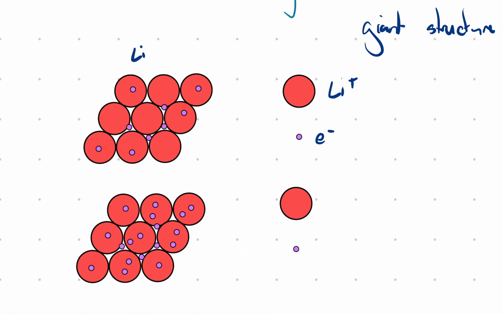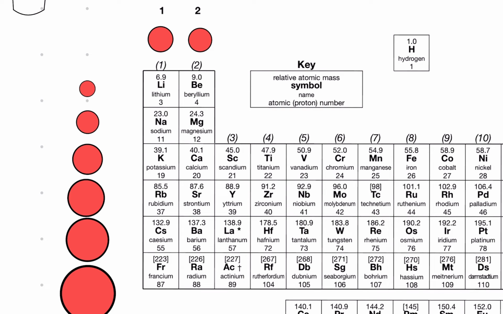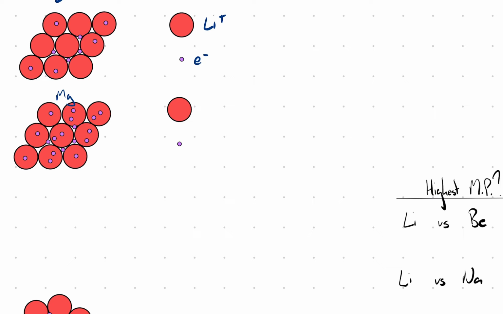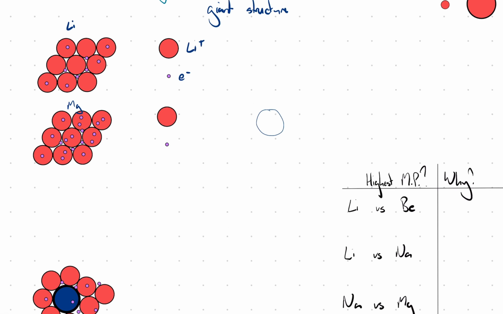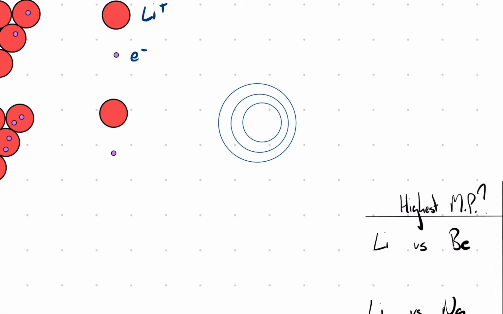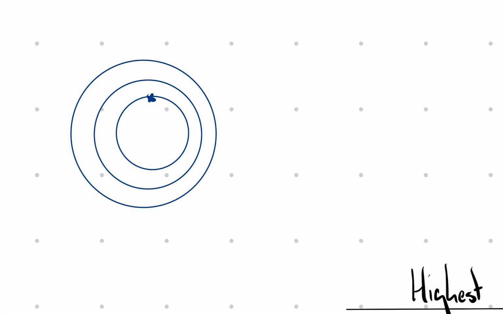If we go down to the bottom, here we've got something like magnesium. Magnesium is in group 2, so it has 2 electrons in the outer shell. If we quickly draw the simple electron structure of magnesium, it's going to look something like this, 2, 8, 2. And it's these 2 outermost electrons that become delocalized.